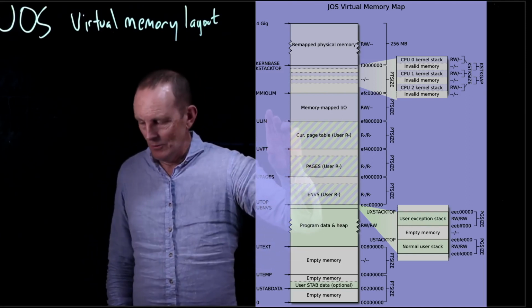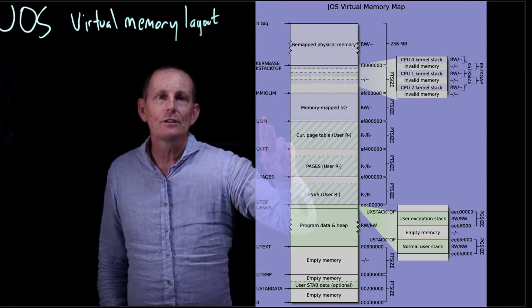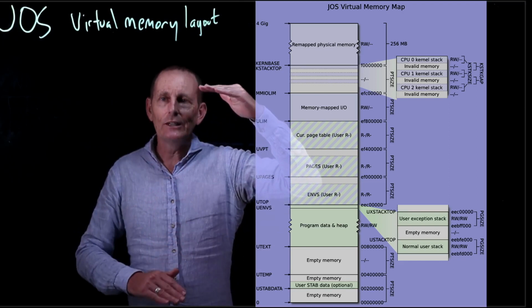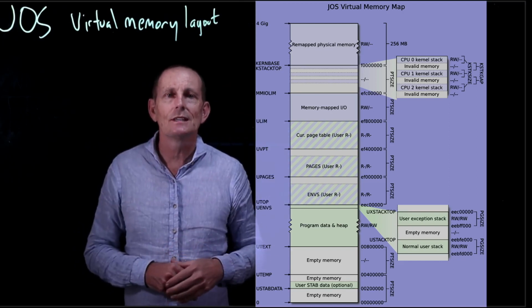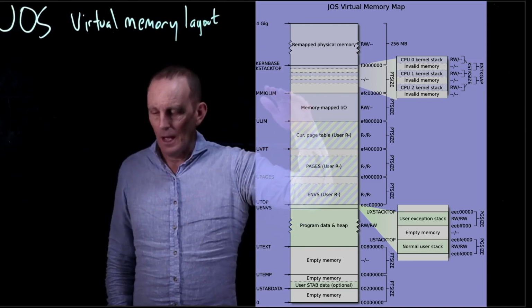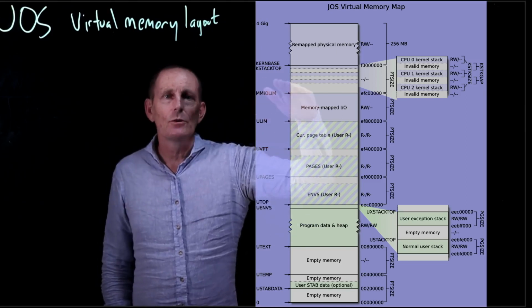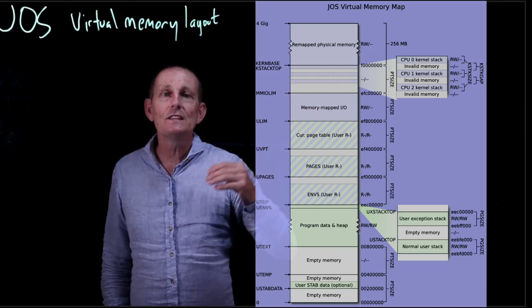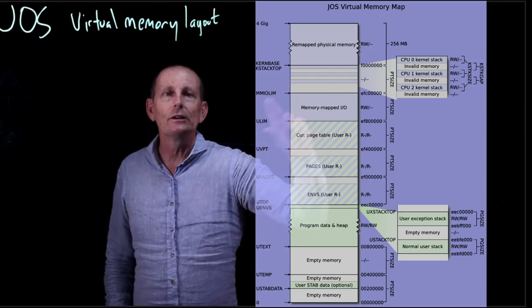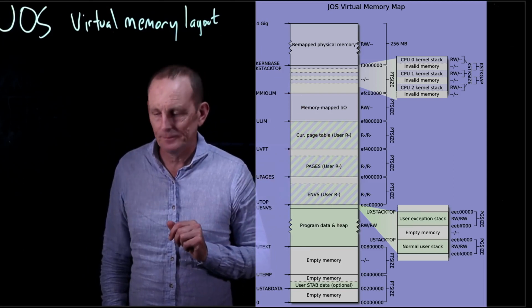Above the pages then, we have the current page table. So this is basically all of the page table entries linearly set out. We'll look and see how that's done in a different video. Above that, we have the memory mapped I/O. So this memory mapped I/O in physical space is at the top of the address space. We happen to be mapping it here in the address space.